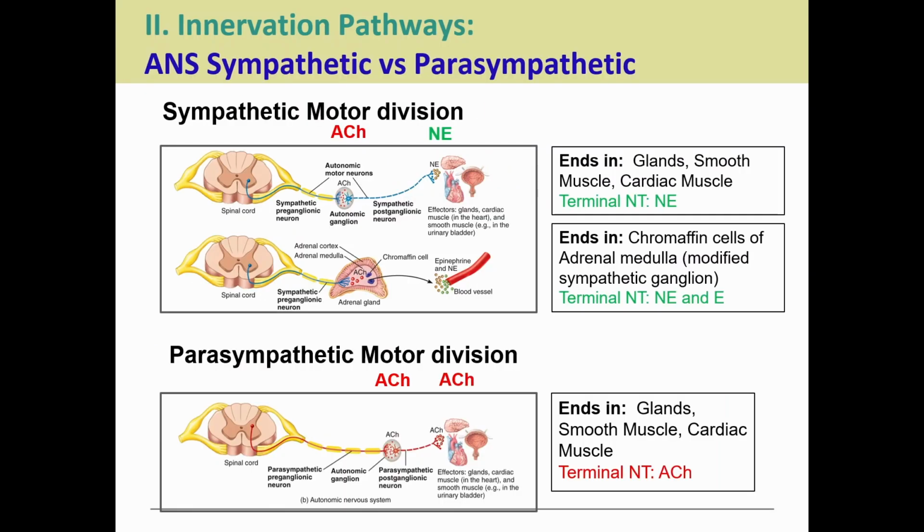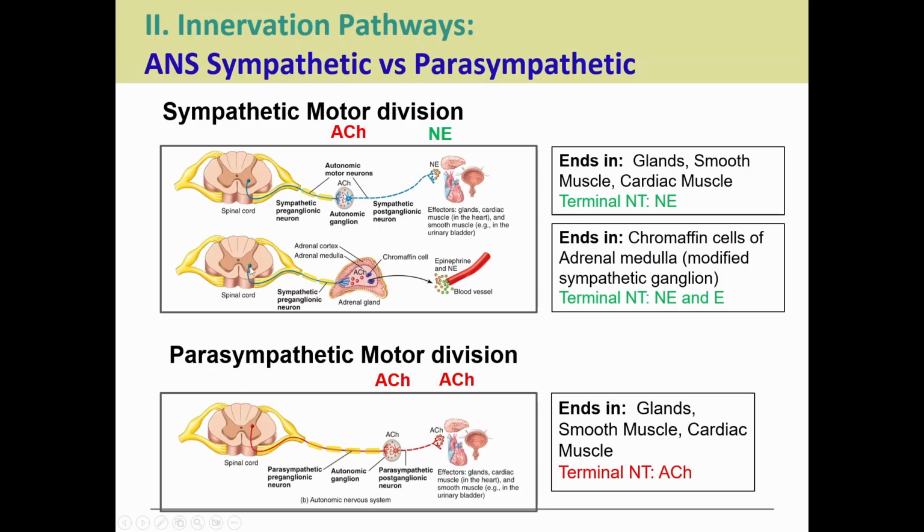So let's take a peek at some examples, right? Right here we see the preganglionic neuron coming down through the motor neuron. We meet up at the autonomic ganglion, we release acetylcholine, and then here we have the postganglionic neuron reaching out to the effector. In this case, we're looking at like the bladder, the heart, all sorts of glands that are going to be touched by that. And then at the very end, we're going to be releasing norepinephrine.